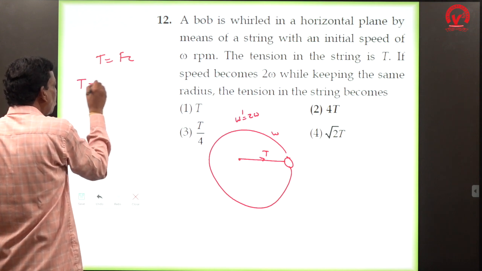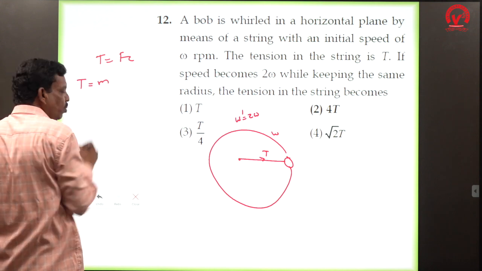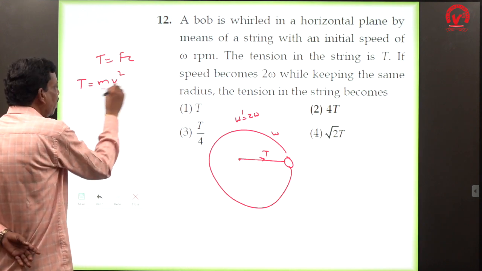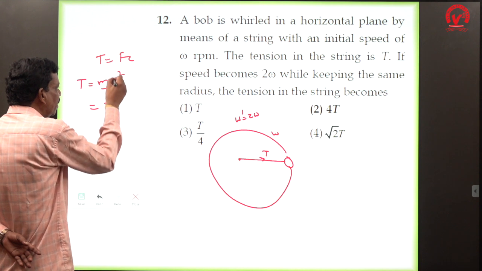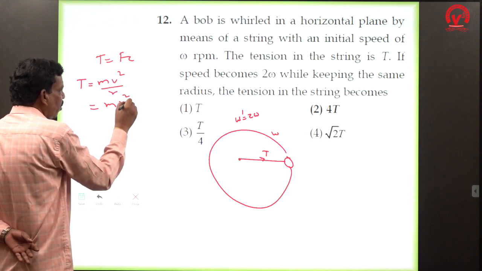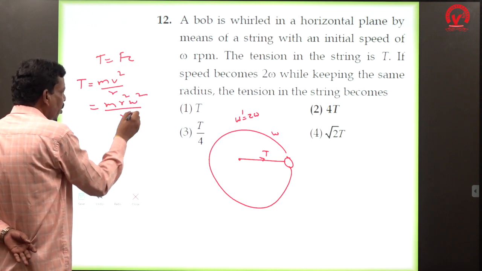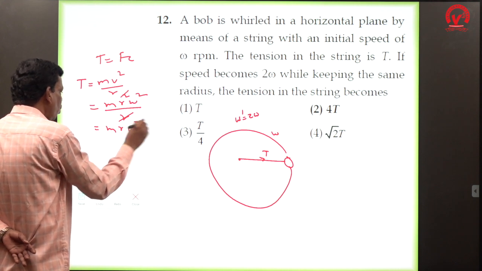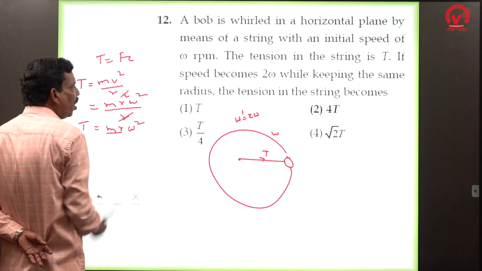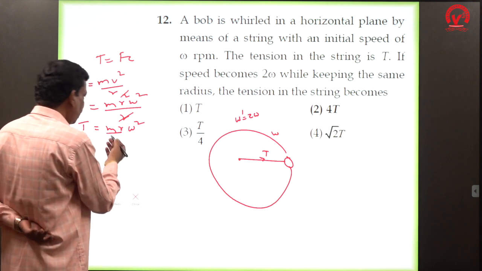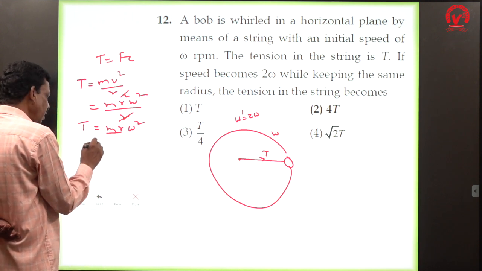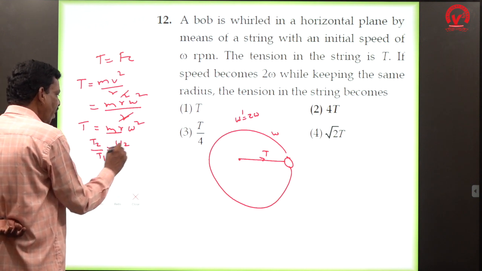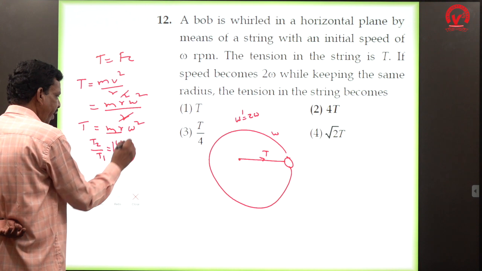Now T is equal to mv square by r. Then m into, v is r omega, so r squared omega squared by r. So r gets cancelled, and we get T equal to m r omega square. These two are constants, same. Now T2 by T1 is equal to omega 2 by omega 1 whole squared.